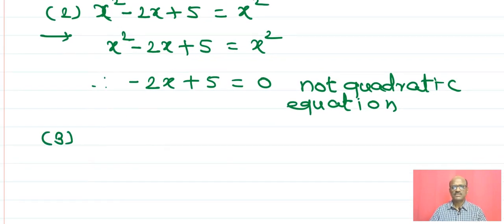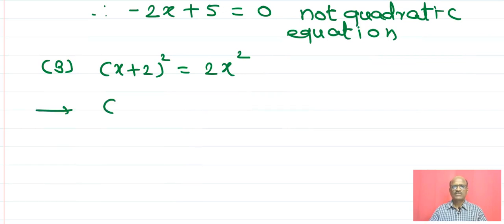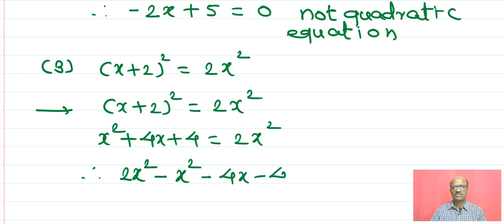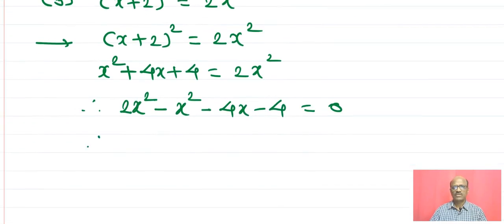Number 3, x plus 2 bracket square is equal to 2x square. Now, if we expand this, x plus 2 bracket square means x square plus 4x plus 4 is equal to 2x square. Therefore, if we simplify this, 2x square minus x square minus 4x minus 4 equals to 0. That is x square minus 4x minus 4 equals to 0. Yes, this is a quadratic equation.